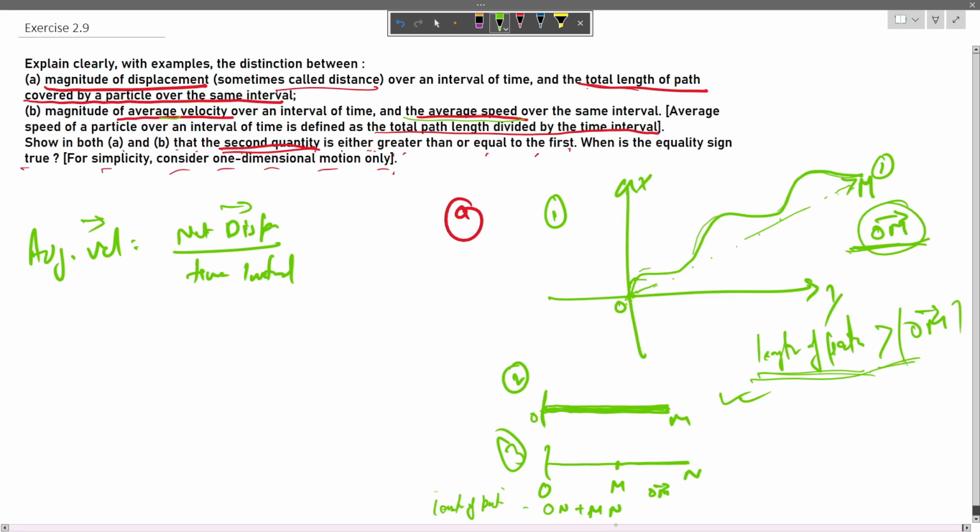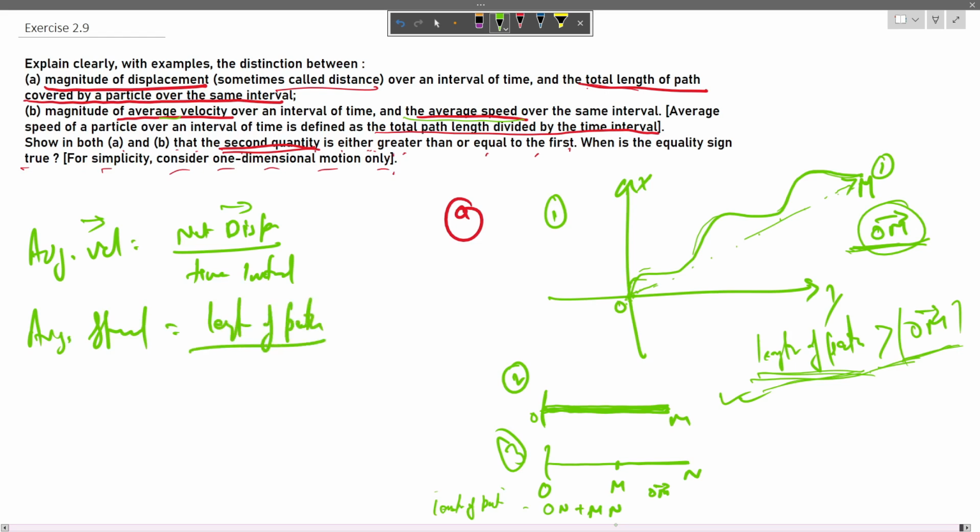Always we saw here that the magnitude of displacement was less than the length of the path. So again here, average velocity is going to be less than the average speed, where average speed is calculated as the length of the path traveled from initial to final point divided by the time interval. So we see that average speed is greater than the average velocity in the first case.